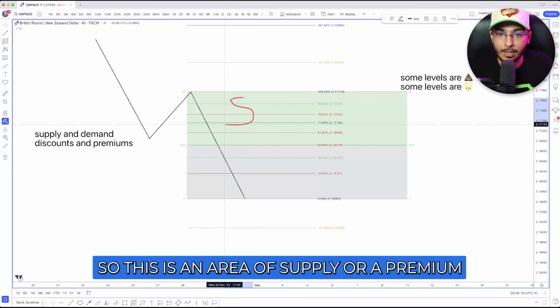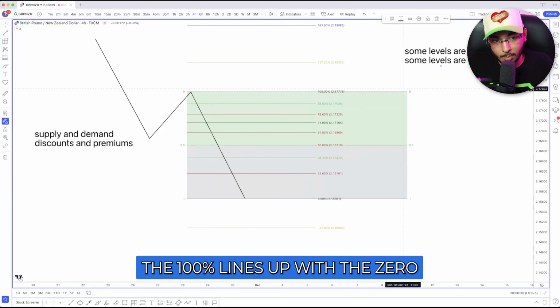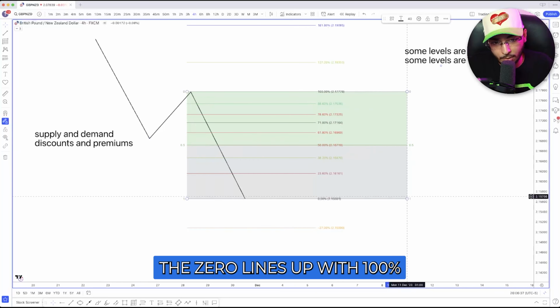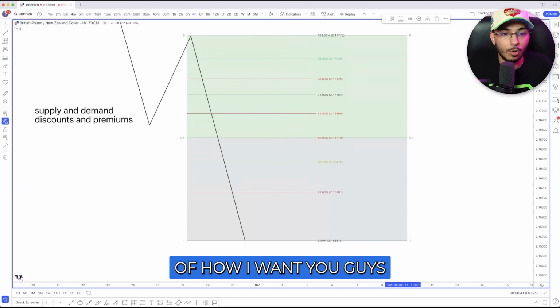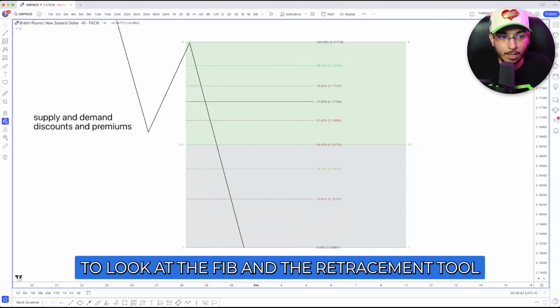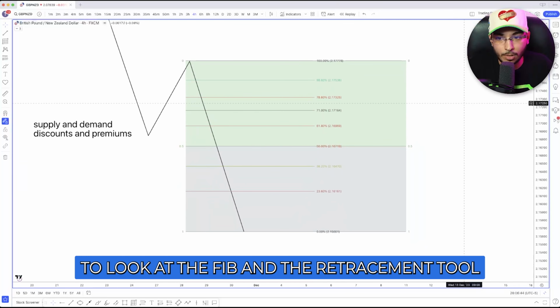So if we look at this, the 100% lines up with the 0, and the 50 lines up with the 50. Now, this is a visual representation of how I want you guys to look at the fib and the retracement tool and everything like that in the sense of supply and demand. Now, where supply and demand meet is called the equilibrium, or it's the halfway point. That is the 50%. Where supply and demand meet is the 50%.